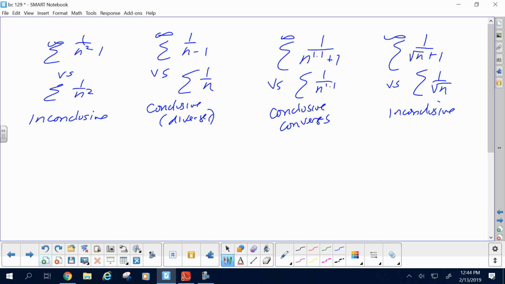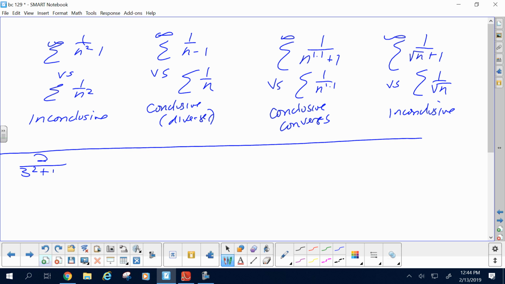All right. This bad boy here: 2 over 3 squared plus 1, plus 2 over 4 squared plus 1, plus 2 over 5 squared plus 1, infinitely long. This in summation notation is what? I will finish going over it tomorrow. Have a nice day.